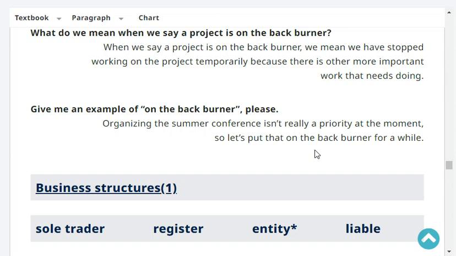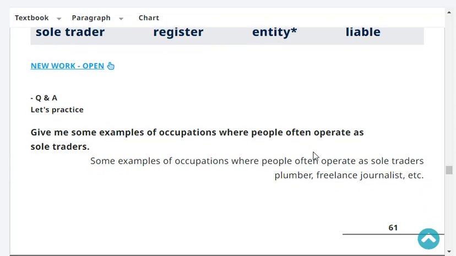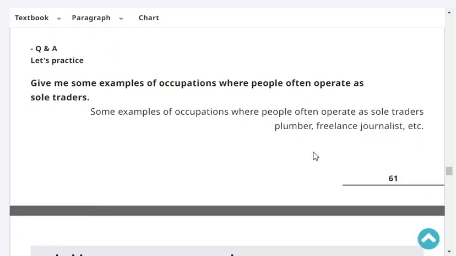Okay, one more. Organizing the summer conference isn't really a priority at the moment, so let's put that on the back burner for a while. Very good.